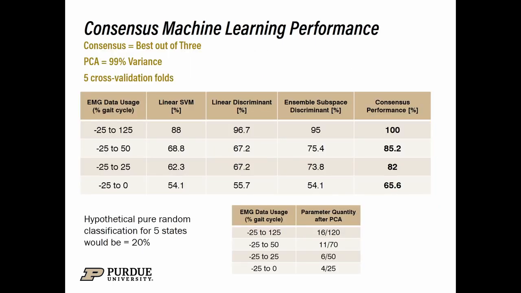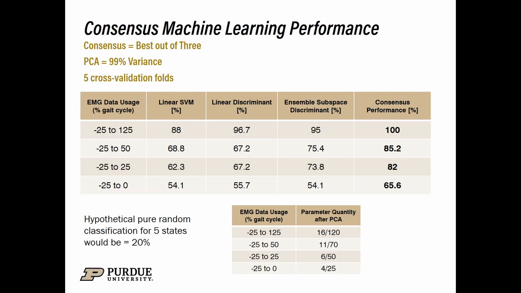Now we go into the consensus machine learning performance. Our consensus approach is a best out of 3, meaning that if two classifiers agree on the same outcome, then that is the selected outcome. Still, I recorded the individual success of each classifier. The 3 classifiers used were linear support vector machine, linear discriminant, and ensemble subspace discriminant.